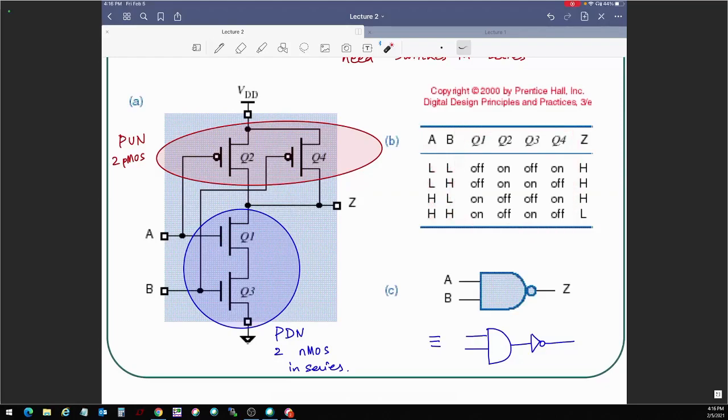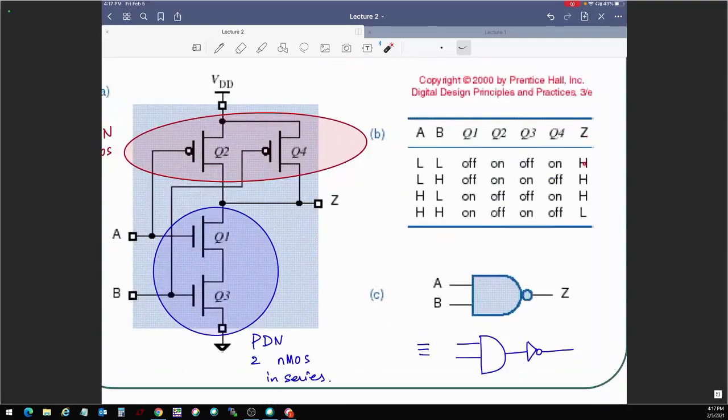Now, then I can say, in order for Z to be connected to ground, both Q1 and Q3 have to be on. So only when Q1 and Q3 are on, Z can go to 0. That only happens for the last possibility. For every other possibility, one of them is going to be off, open, and that is not going to allow Z to go to ground. And in fact, you will have one or the other path between Q2 and Q4 that connects Z to high. So if you keep monitoring the Q1, Q2, Q3, Q4 states, eventually you will see that your output Z will be high, high, high, low, right?